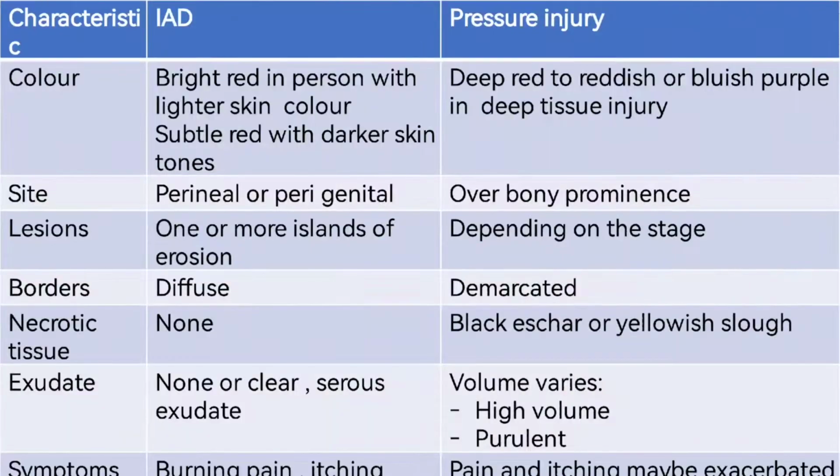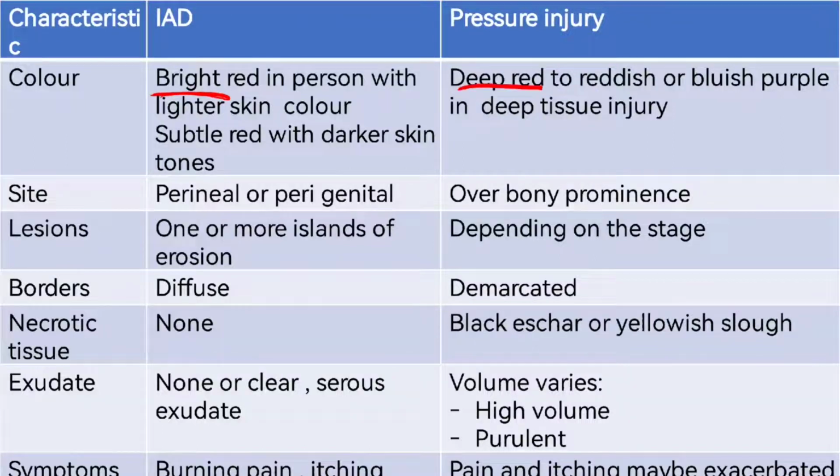Okay? Now, here are the differences. How are we going to differentiate between IAD and pressure injury? Now, again, why are these two most commonly misdiagnosed? Because pressure injury and IAD happen in the sacral area of the patient. Now, for the color, it's bright red.